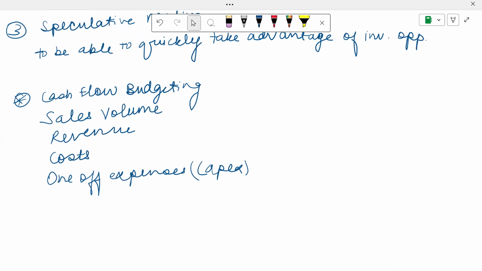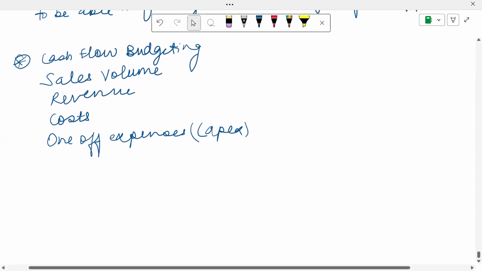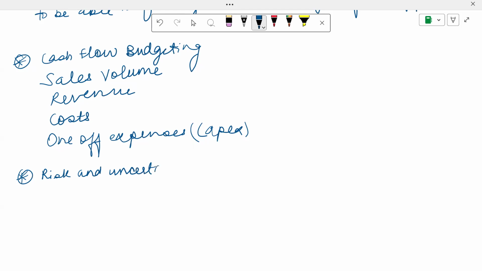Now, obviously, when you're making forecasts, there are always risk and uncertainties when we are operating any business. So what do we do if we are facing risk and uncertainty? So number one is that we can do a what if analysis. Now, what do we mean by a what if analysis? It's also called a sensitivity analysis. Basically, we are trying to find the effect of any change in anything.